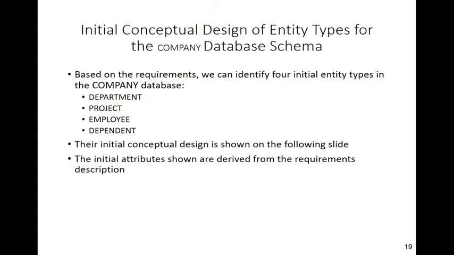Okay, so we were talking about in the example that we had a conceptual design for the company database schema, right? So based on the requirements, we identify 4 entity types in the company that we are dealing with. So we have department, project, employee, and dependent. Okay, so this is, before we go on to the next page, I want to make sure that we talk about, because this is a common mistake that we have. So what are we modeling? We're modeling the company, right?